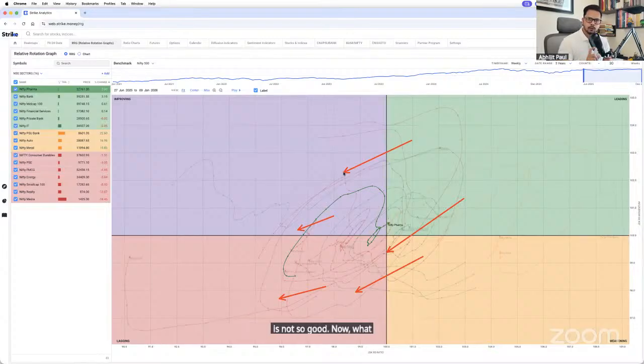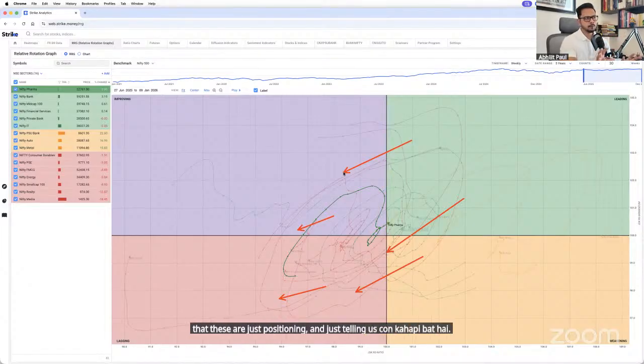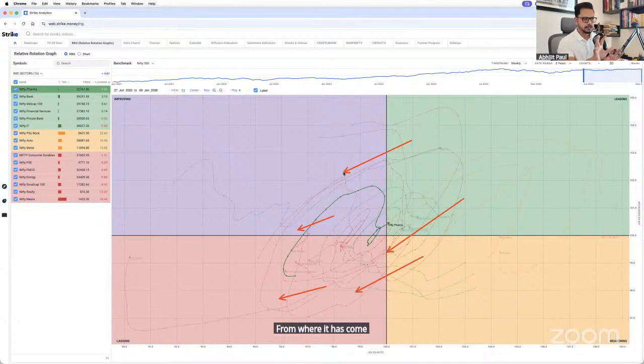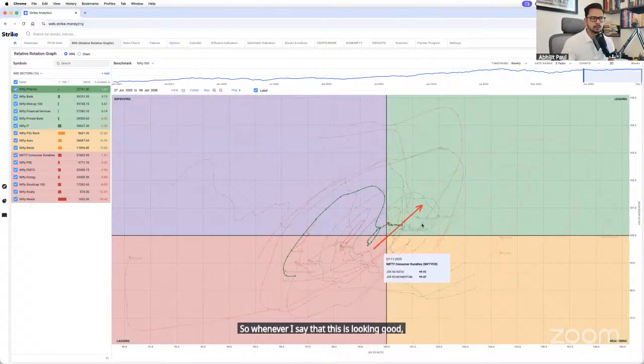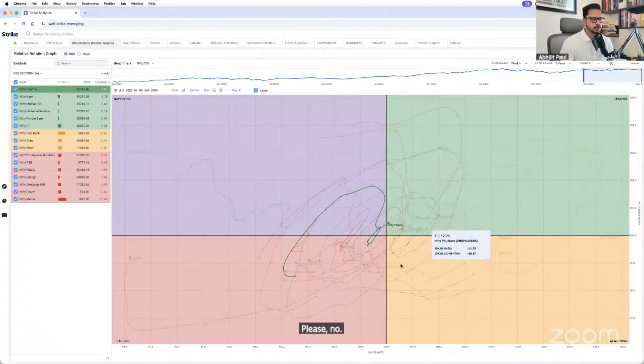Now, what's so good and good matlab? It is from the point of view of relative strength only. Do not jump to conclusions that whenever it is good it means buy, whenever it is bad it means sell. No. I will repeat this again and again as I conduct these sessions, that these are just positioning and just telling us कौन कहाँ पे बैठा है, from where it has come to this current stage and what it is trying to do. Price dictates everything. So whenever I say that this is looking good, let's not jump out of our seat and say, oh, pharma means a big buy. Please, no.